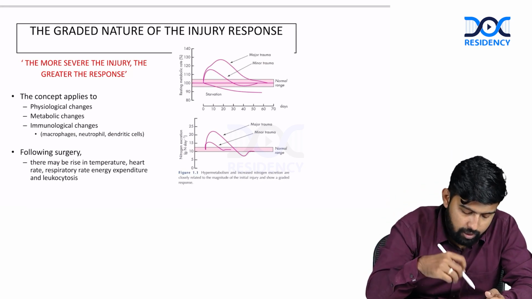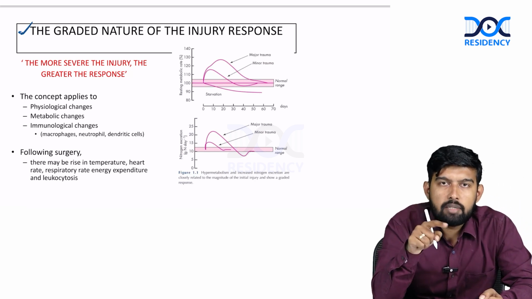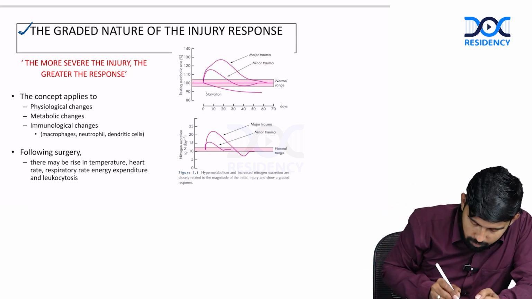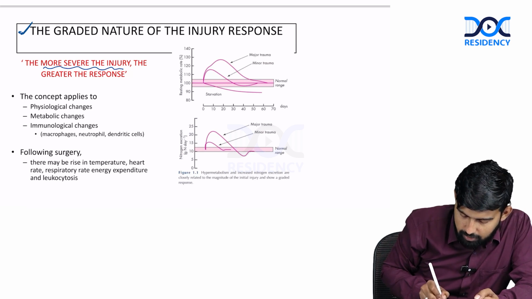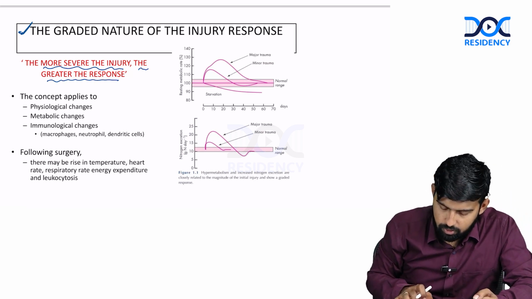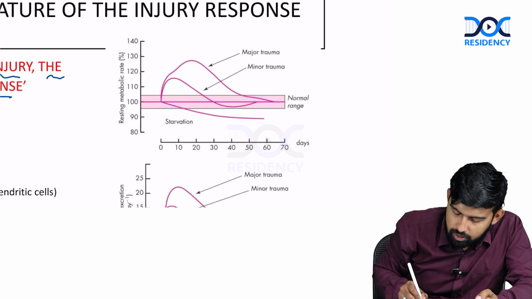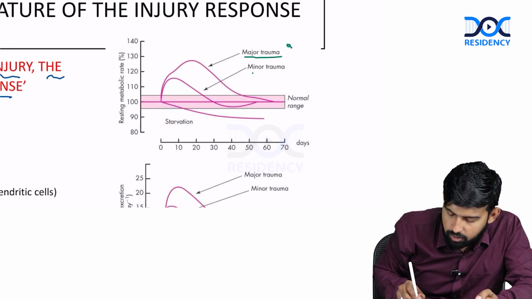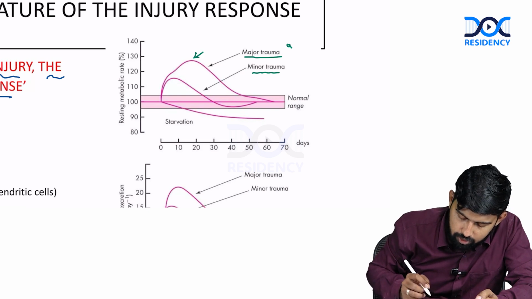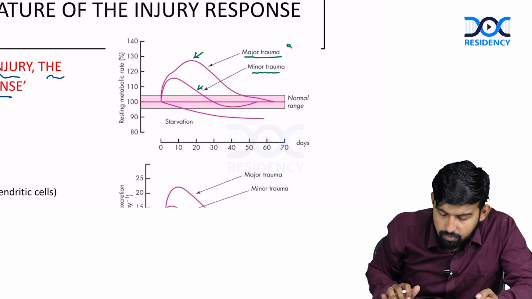So it is a type of graded response given by the body. The response is directly proportional to the severity of the injury. So the more severe the injury, the greater the response given by the body. This graph shows the response given by the body with respect to major trauma and minor trauma. If there is a major trauma, the response is higher, and if there is a minor trauma, the response is lower as compared to the major trauma.